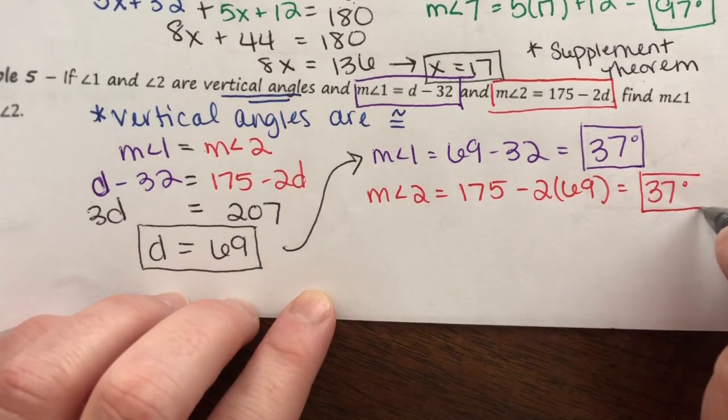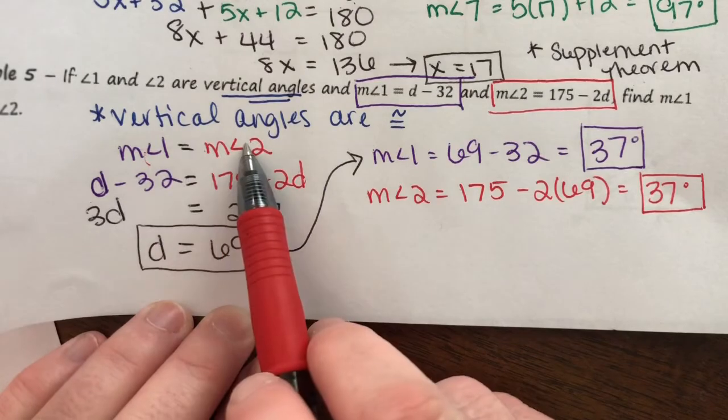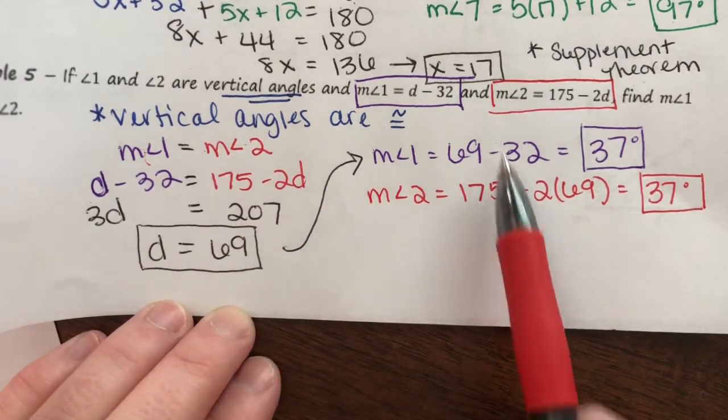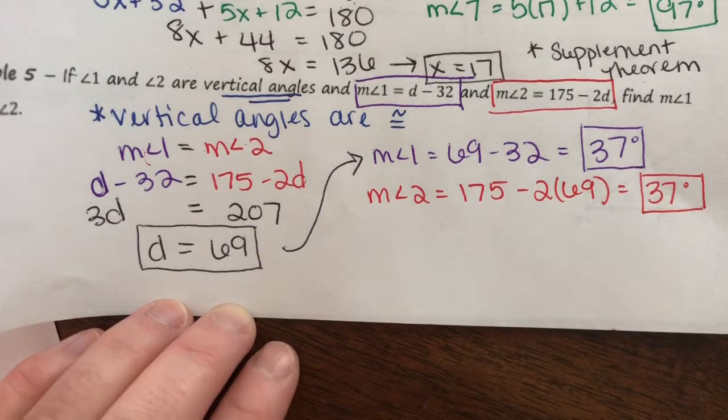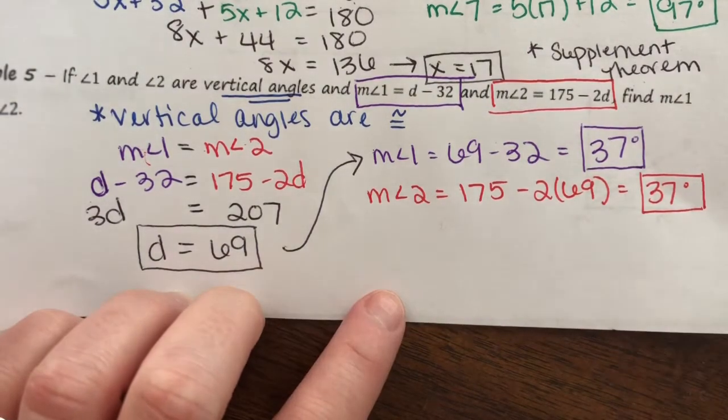And we also know that these are vertical angles. That was our whole thing. We had to set them equal to each other. So once we plug our variable back into both angles, they should be the same, right? They're vertical angles, so they should be the same.